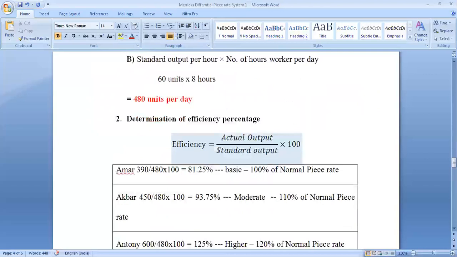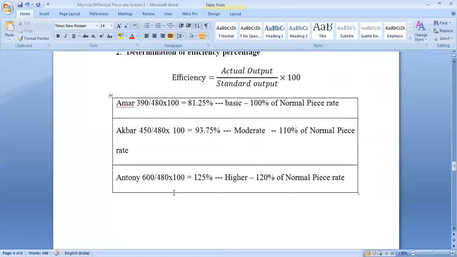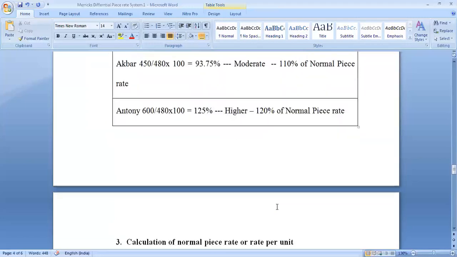Then we have found out the efficiency of each individual. Amar is producing below 83%, that's why we are giving him 100% of normal base rate. Akbar is producing 450 units, which falls under the second slab, that is from 83 to 100%. That's why we are giving him 110% of normal piece rate. Anthony is producing 600 units, so he is a higher performer, so he'll be given 120% of normal piece rate.